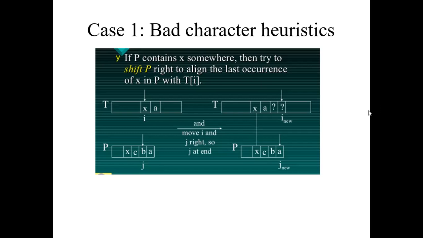There are three cases present on the slides for Boyer-Moore. The first case, this is something same as what we have discussed, but यहाँ पर नाम दिया है. Bad character heuristic का मतलब there is a mismatch character, but that mismatch character in case one is available in the pattern and available at a position to the left, that we have to match. So if P contains X somewhere, then try to shift P right to align the last occurrence of X in P with Ti. So this is what we did, and this is known as case one of bad character heuristic.